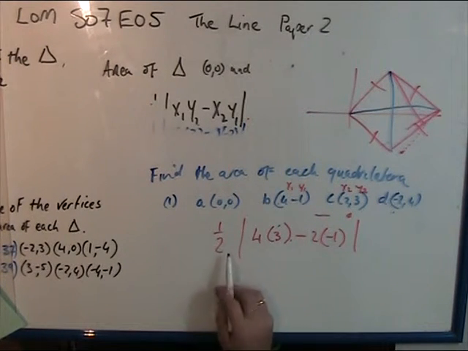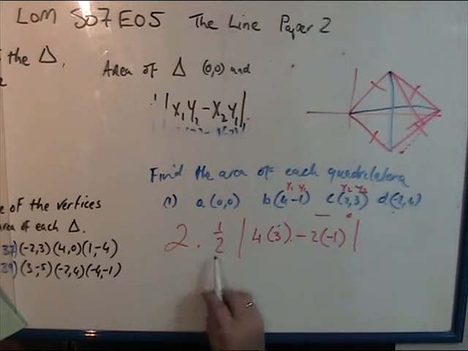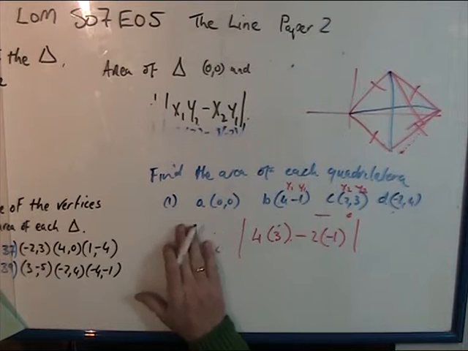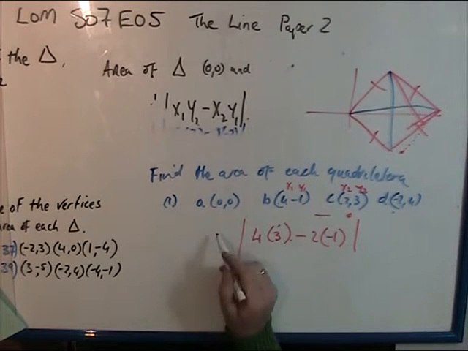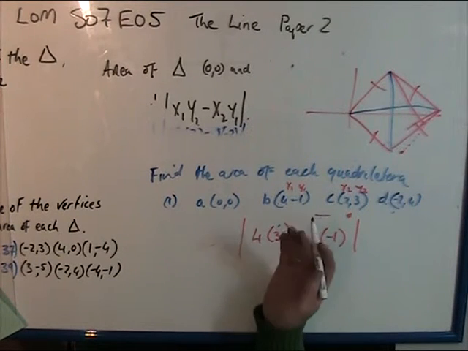Now, because it's a quadrilateral, it means it's a double triangle. So I don't need the half. I multiply this out and it becomes 1. Do you follow? So I'm multiplying it by 2. 2 halves is 1, right? Because in other words, I'm just getting rid of it.